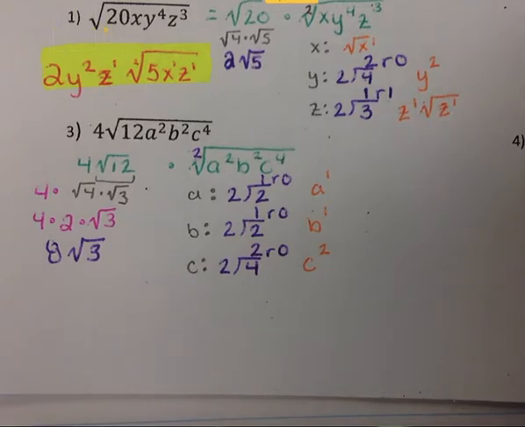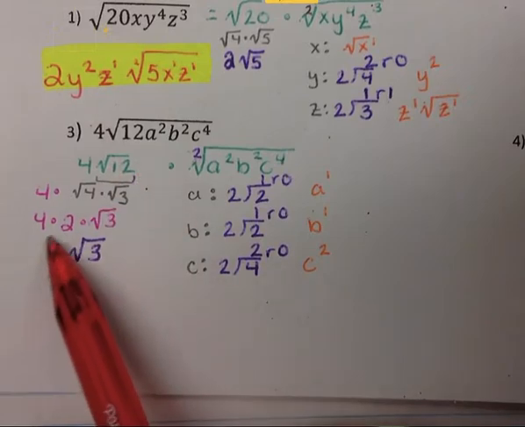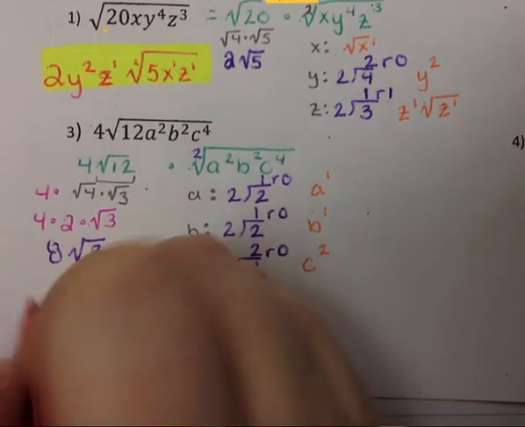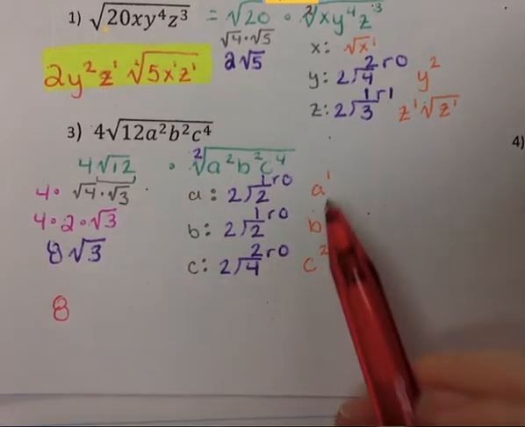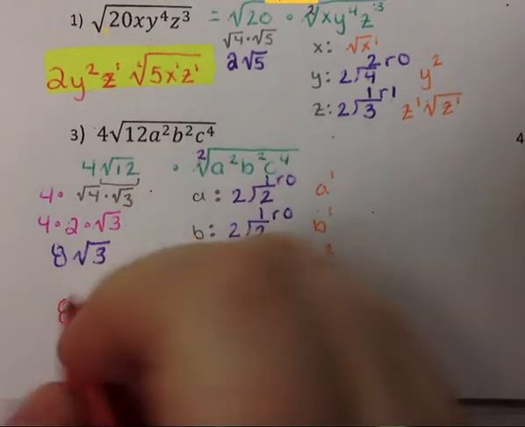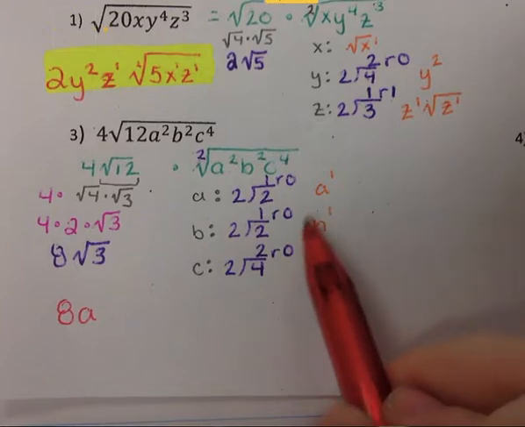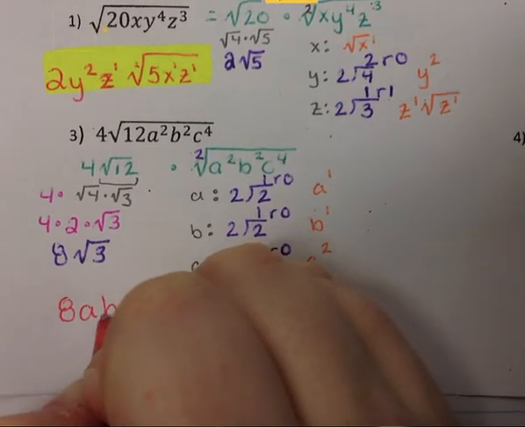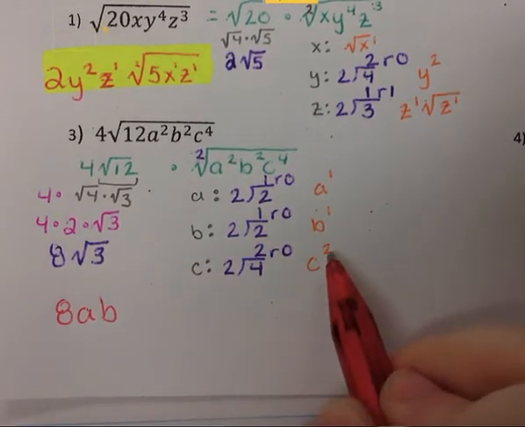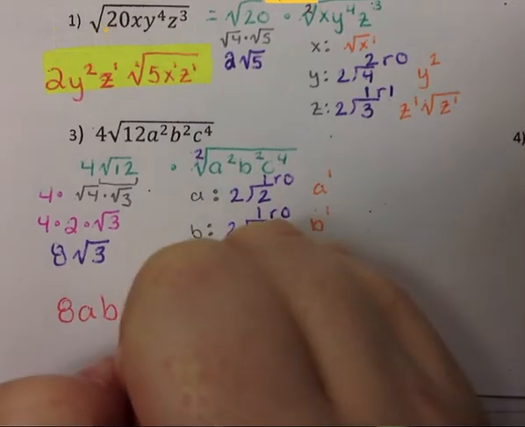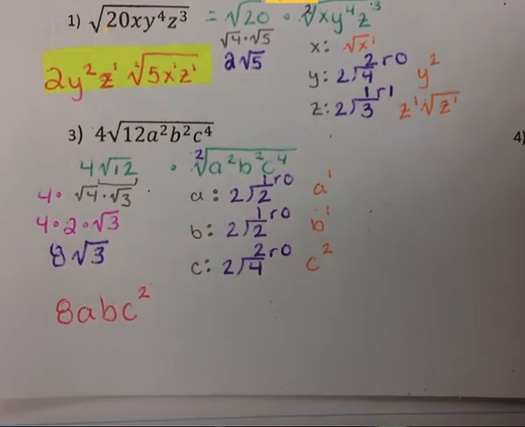So to put everything together, again, let's go to all of our coefficients. So go to your number first. The coefficient of our number is 8. The coefficient for our a is a to the first, so I'm just going to put a. The coefficient for the b's is b to the first, which is just b. The coefficient for c's is c squared, so I will need to put c squared.